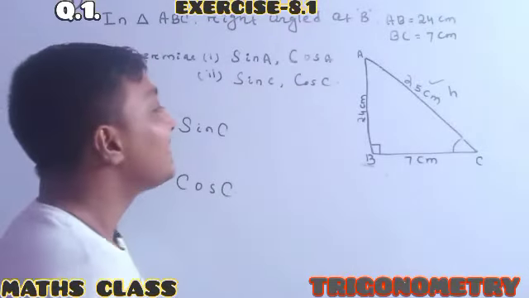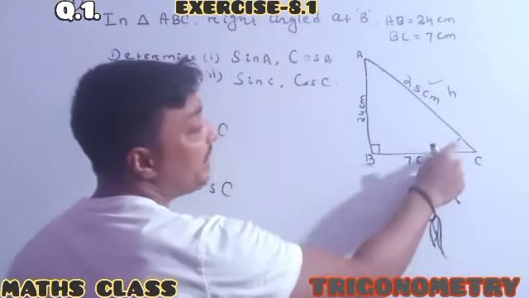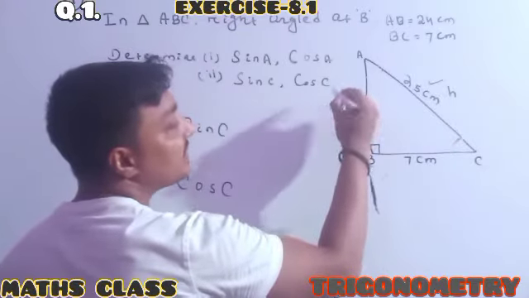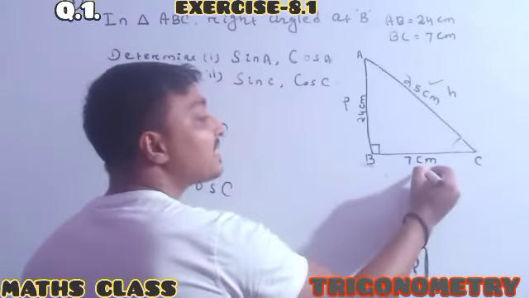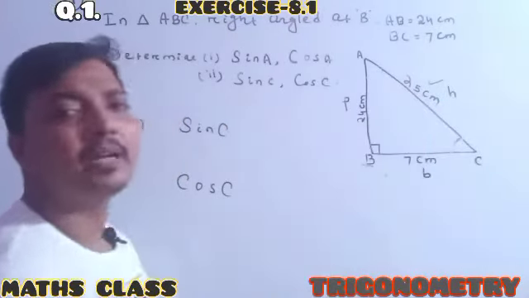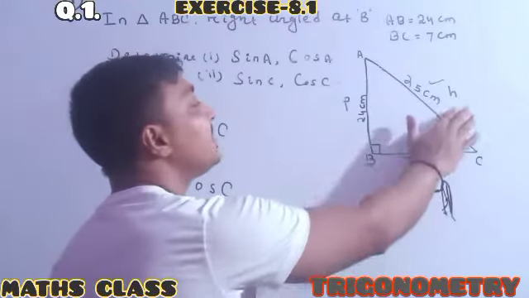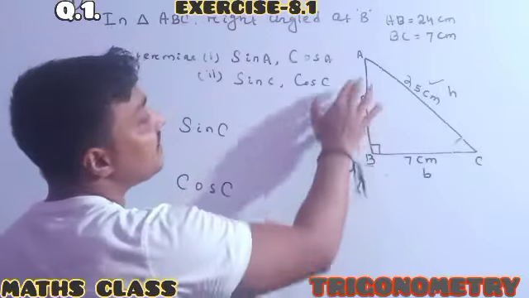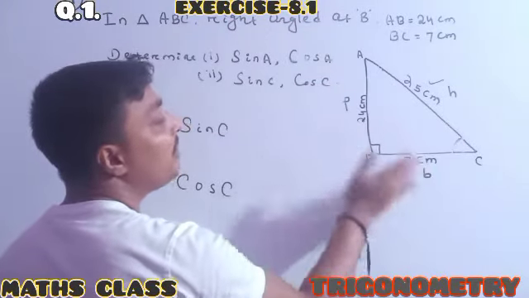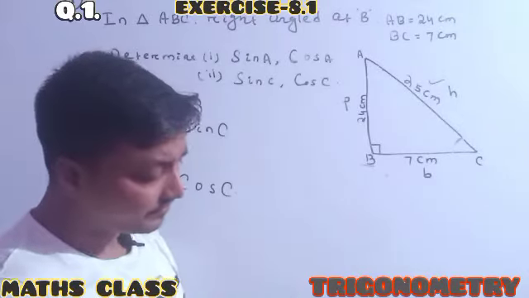Whenever I consider angle C, its opposite side is this one, which is our P, and its adjacent side we will consider as B. And H is always fixed, because H is the longest, the largest side. With the change of the acute angle from A to C, only P and B are exchanged with one another. Otherwise, H is always fixed.